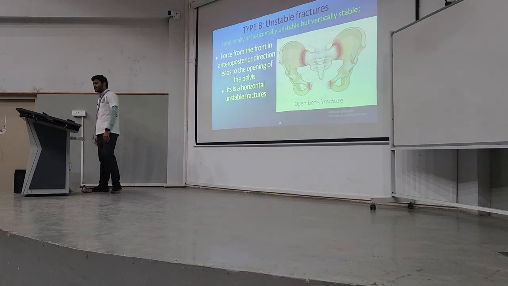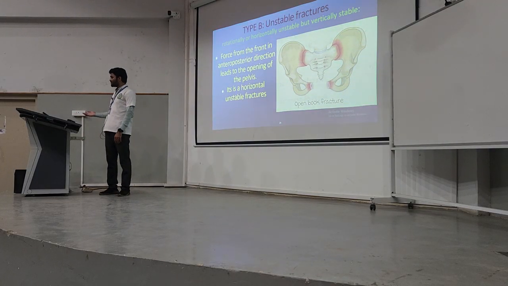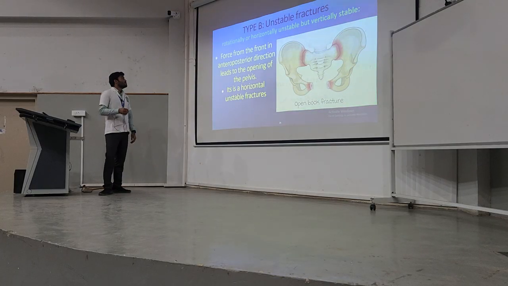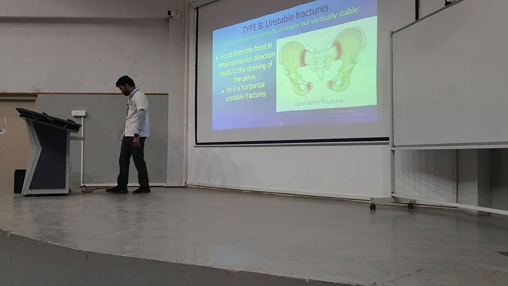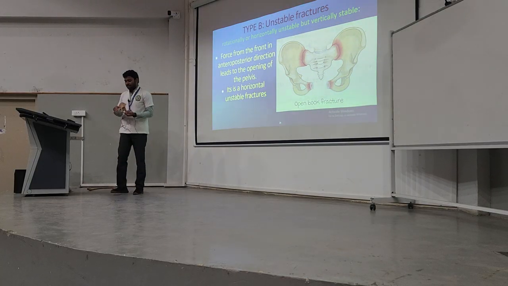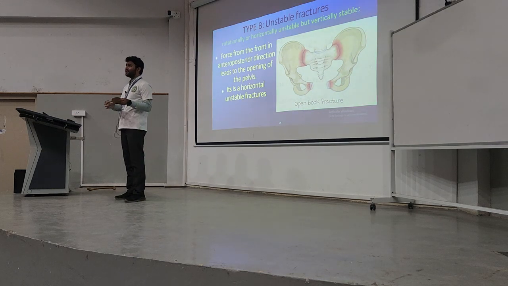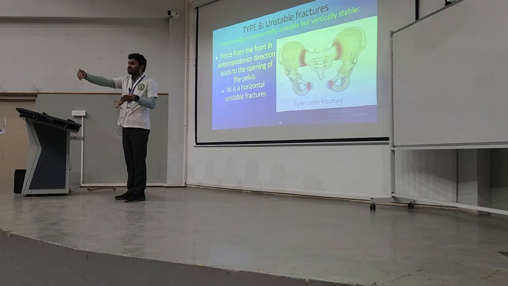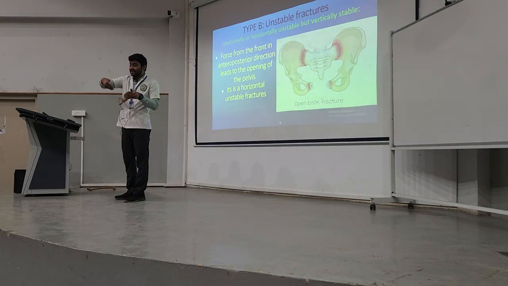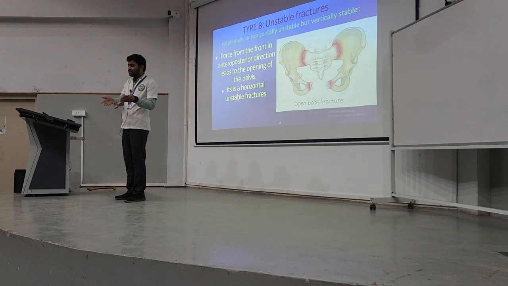Now coming to type B, that is unstable fractures, which are rotationally or horizontally unstable but vertically stable. So force from the front in the anterior posterior direction leads to the opening of the pelvis. This is the hemipelvis. So there will be another hemipelvis joined by the pubic symphysis. So what will happen is if there is a force coming from the anterior posterior direction. What does it mean? From the anterior, from the front, the force will hit, which will lead to the dislodgement of the pubic symphysis, leading to the opening of the pelvis, which would lead to horizontal instability.